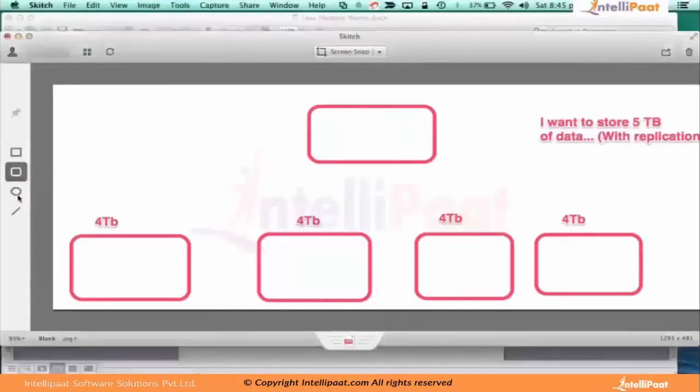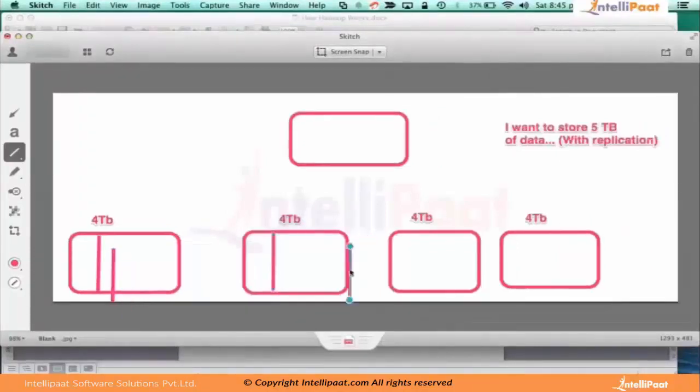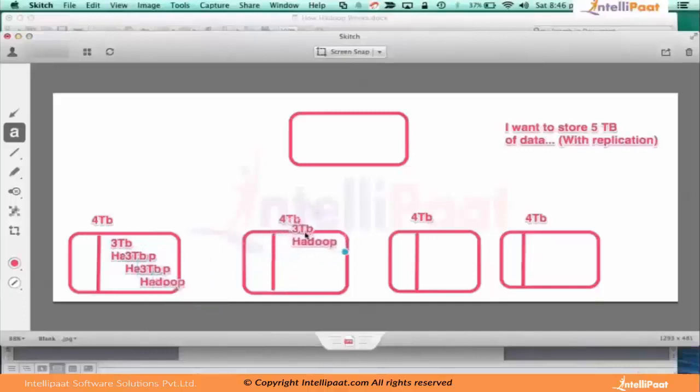What is HDFS actually? HDFS is a magic where each machine pledges some space. So each machine is going to pledge you 3 terabytes, which is reserved. So this machine says 3 terabytes reserved for Hadoop. 3 terabytes for Hadoop, 3 terabytes for Hadoop, and 3 terabytes for Hadoop.